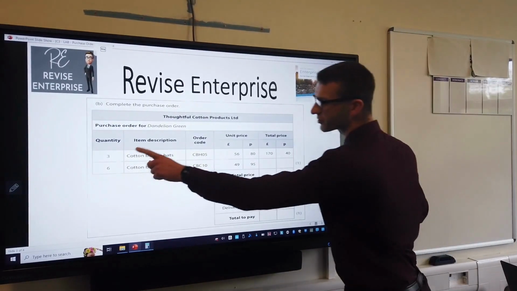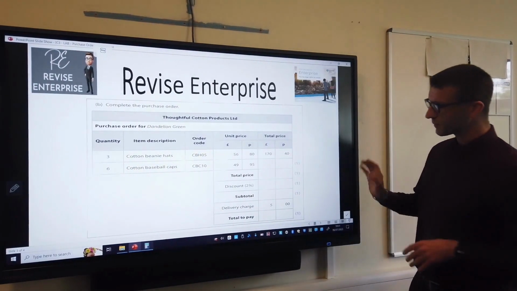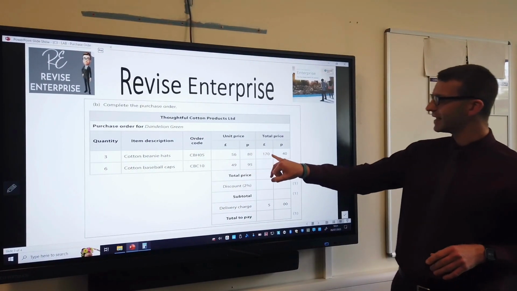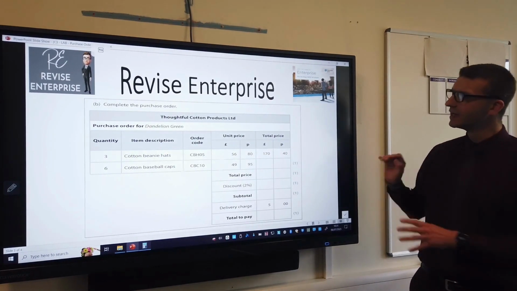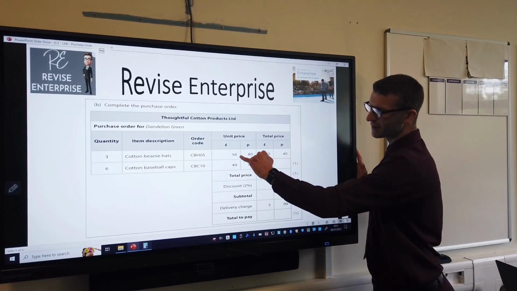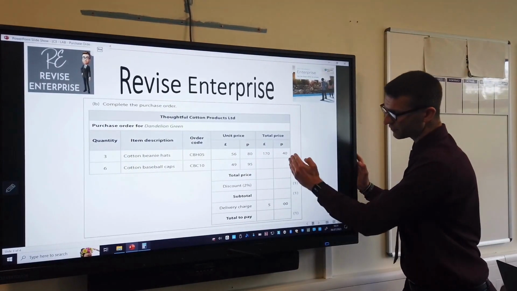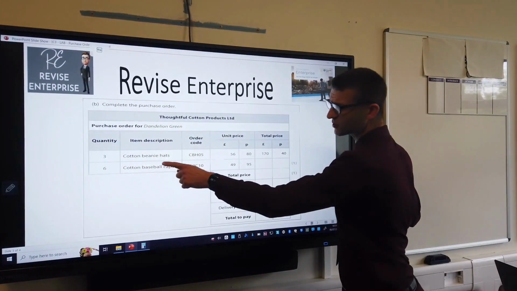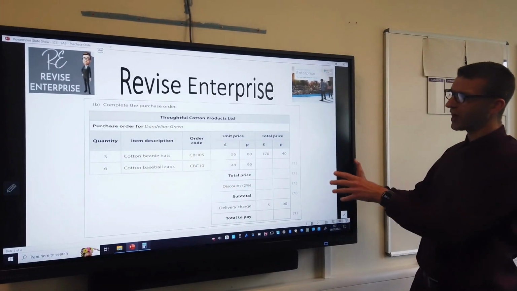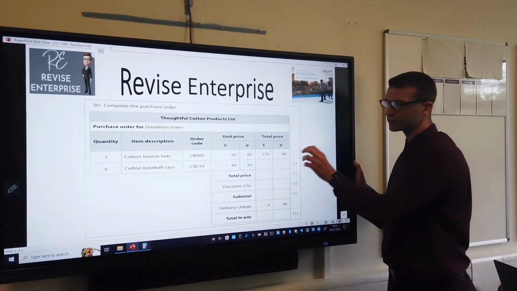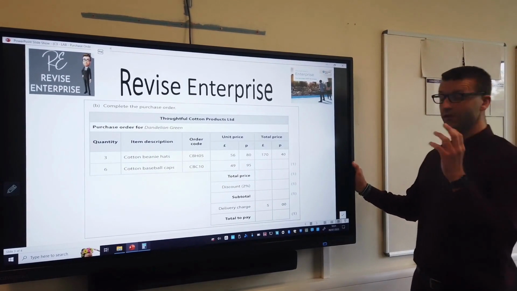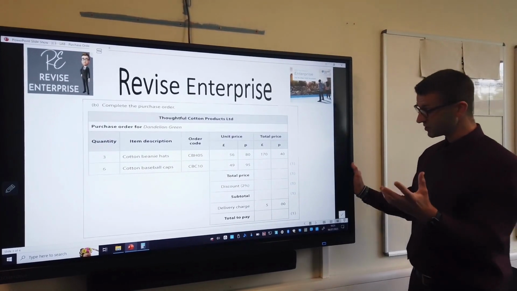So we know we're ordering 3 cotton beanie hats, and we've got a total price in here of £170.40. The unit price per item of them is £56.80. So the next column to fill in is we've got 6 cotton baseball caps we're going to order at a price of £49.95. Now the great thing with the enterprise exam is you can use a calculator.